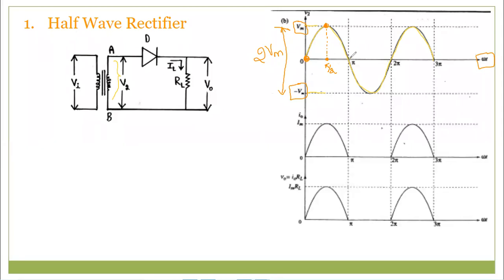Similarly, when you come to pi, the voltage will become 0. When you come to 2 pi, once again 0. Here it has minus Vm. So this is the supply we are getting from the supplier. Now, for my DC circuit, for my electronic circuit, I want a straight line. That is DC power supply. Now I have to convert this AC power supply into DC power supply. To convert that, we will use rectifier circuits.